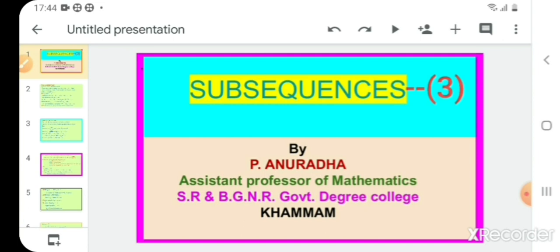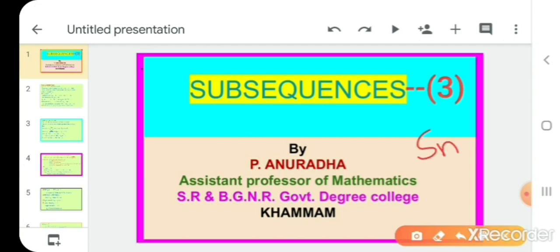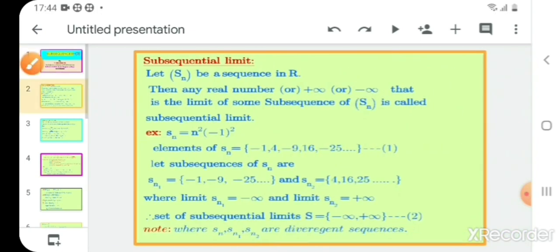First of all, tell me what is a limit of a sequence? How can we find the limit of a sequence? We find the limit of a sequence as n tends to infinity. Let Sn be a sequence. How can you find the limit? As n tends to infinity, we find the limit of this Sn. Next, the first one is subsequential limit.